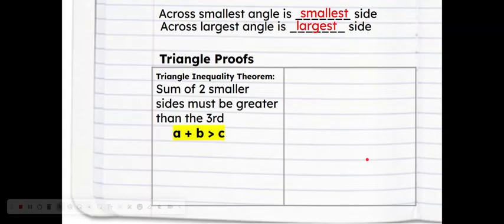Okay, later on the page, triangle proofs. So there's two things we're going to talk about. Let's start off with triangle inequality theorem. This states that the sum of two smaller sides must be greater than the third. And this is the triangle inequality theorem formula.